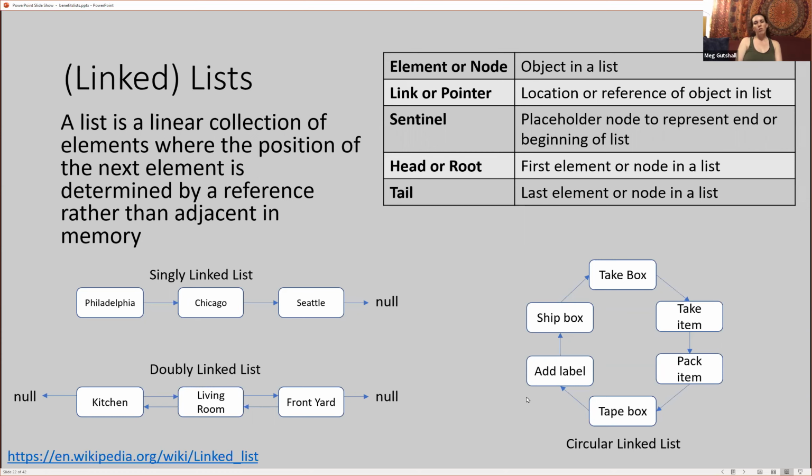So one of the problems I'll go over is detecting a cycle. These nodes are just nodes. This step is, I know I need to tape a box, and after I tape a box I have to go to add label, but that's all the information it has. It has no idea how big the list is. It doesn't know how many steps there are, or if there's a cycle or not.